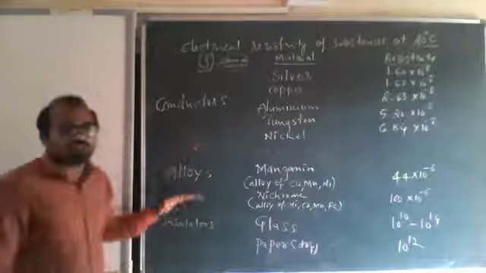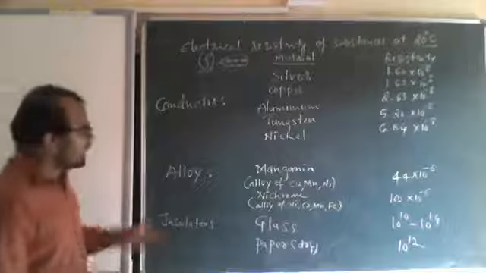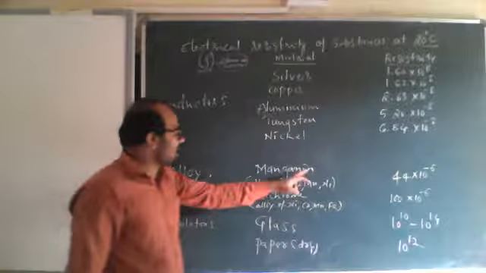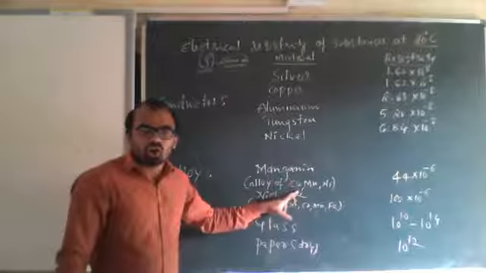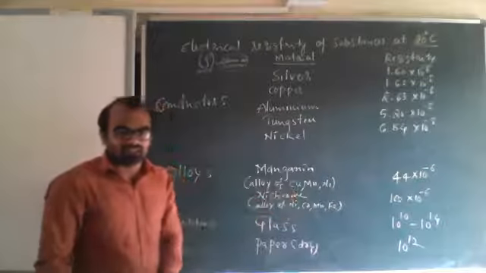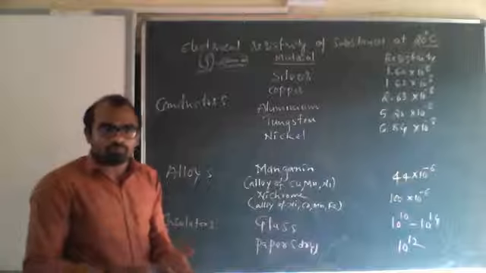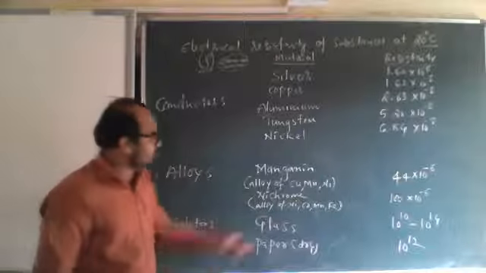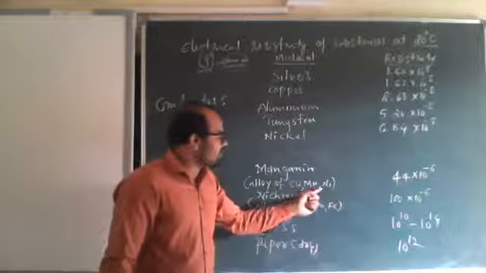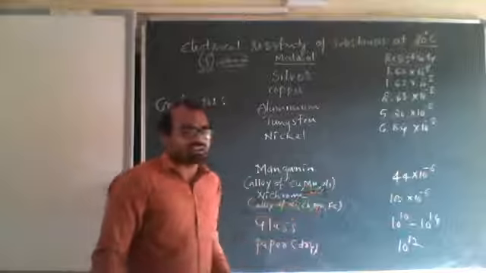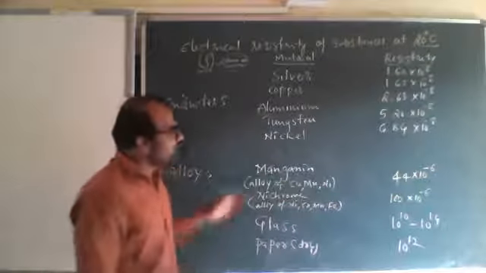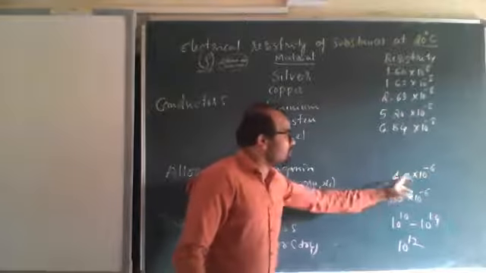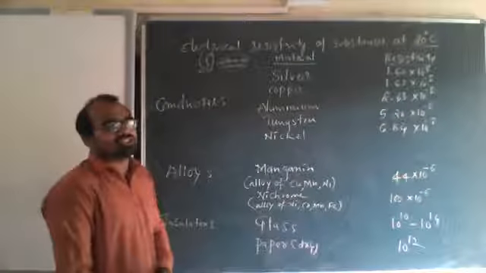Second, here we come to alloys. I have taken two alloys here. One is manganin and the other is nichrome. Manganin is an alloy of copper, manganese and nickel. Cu means copper, Mn means manganese and Ni means nickel. All these three combine to form the alloy. This alloy has a resistivity of the order 44 into 10 to the power minus 6.